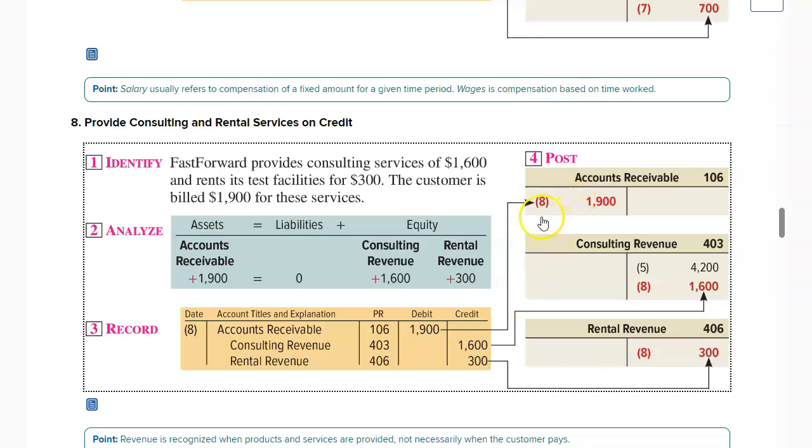Post them to the ledger. Here's my reference. This is not a date now. This is just a number we're using to keep up with it. But in the real world, it would be dates.